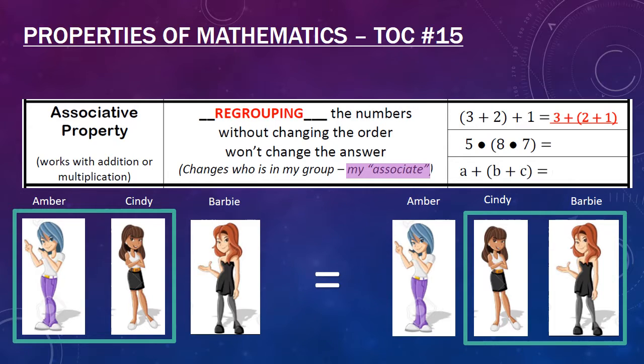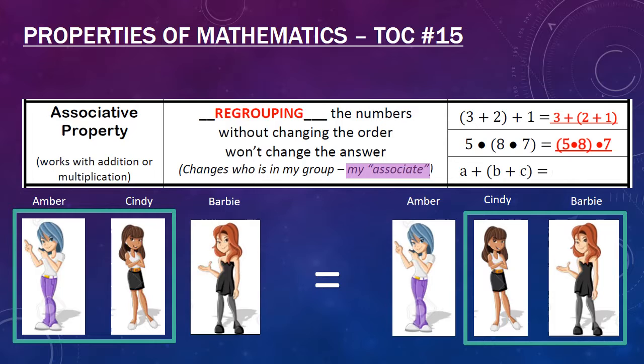You can also think of it as boyfriend, girlfriend, who's dating who, because that changes in middle school quite often. So if you look at the second example with multiplication, we have 5 times 8 times 7, and 8 times 7 are dating in the group, or in their group. So if we were to change that, I would put 5 times 8 in the group, and then 7 would be on the outside. So all you're doing is moving your parentheses to put different numbers grouped together.